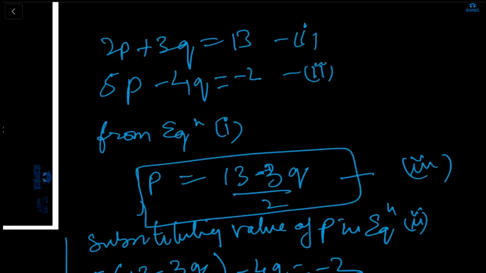Either you can choose P or you can choose Q. ठीक है? X भी choose कर सकते हो, Y भी choose कर सकते हो. Okay? अगर X choose करोगे तो Y की value पहले आएगी. ठीक है? उसके बाद उसकी value को substitute करोगे, X की value आएगी. X चूज करोगे तो पहले Y की वैल्यू आएगी और Y चूज करोगे तो पहले X की वैल्यू आएगी. दैट्स इट.